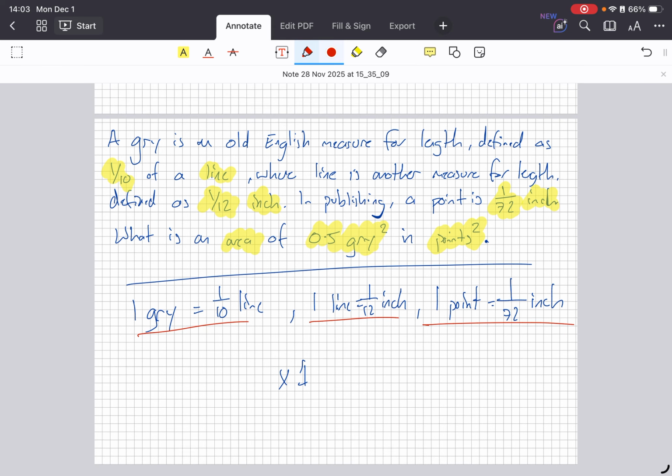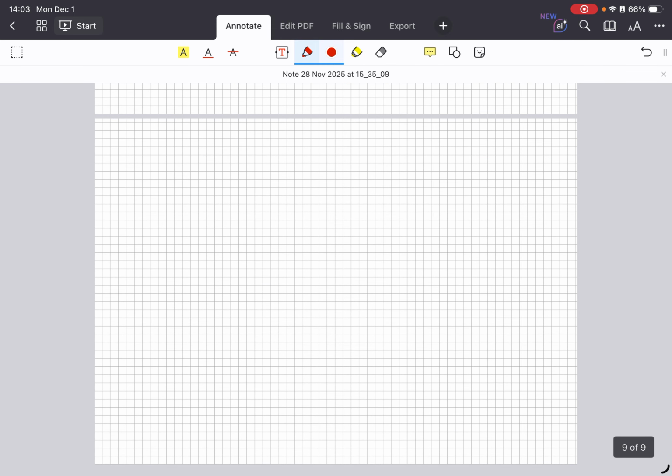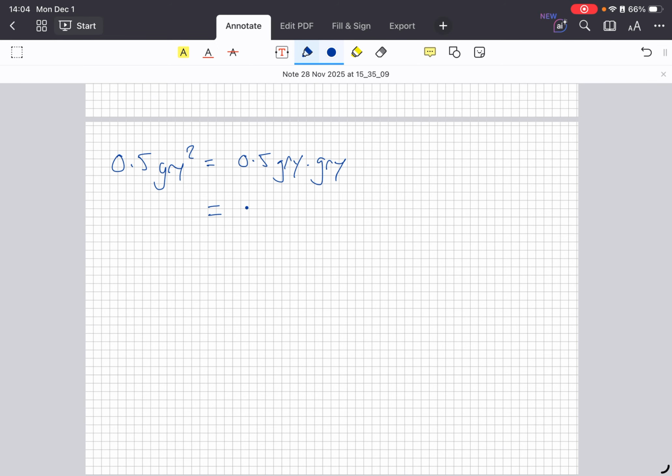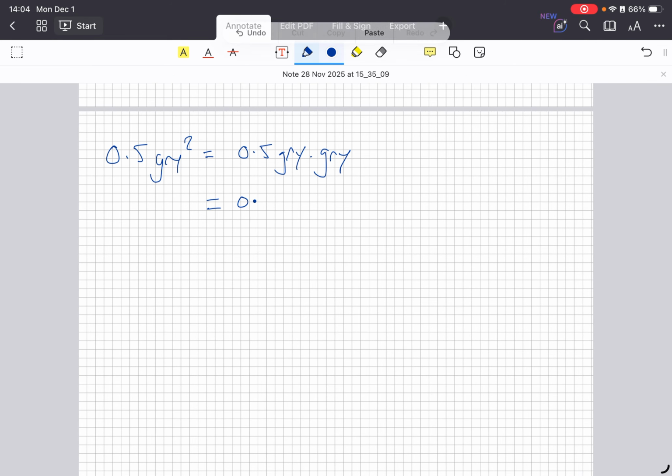So let's start off with our 0.5 grai squared, which is the thing we're trying to convert. Well, this is the same thing as writing 0.5 grai times grai. Okay, and that's what grai squared means. It's just we're multiplying those two things out. So we can write this, we're going to multiply this by 1. So we're doing 0.5 grai.